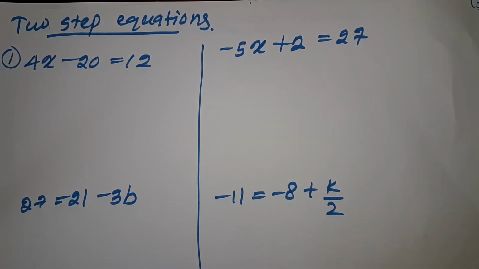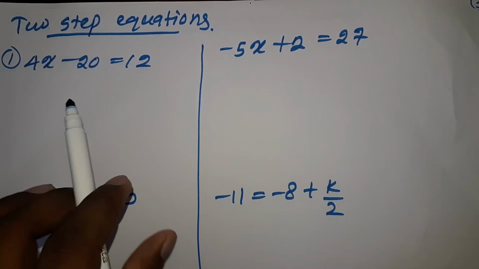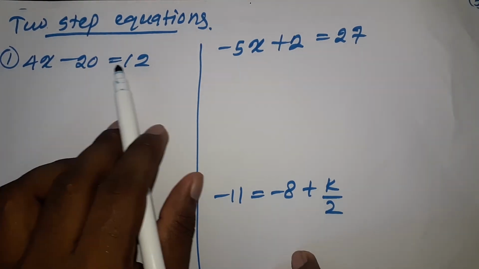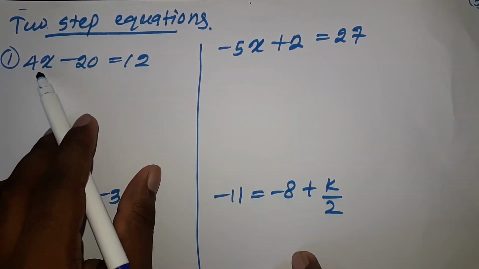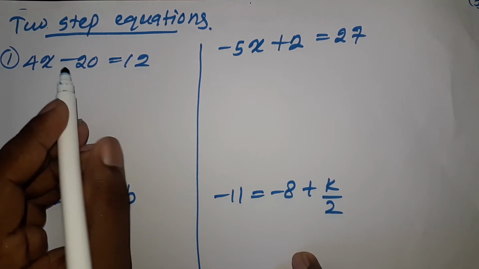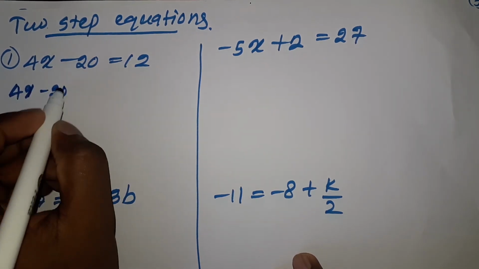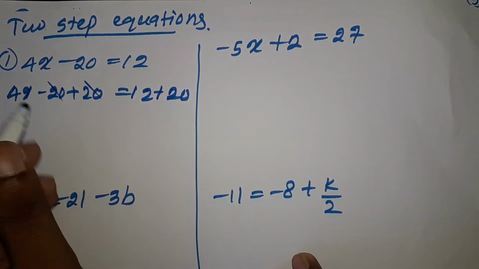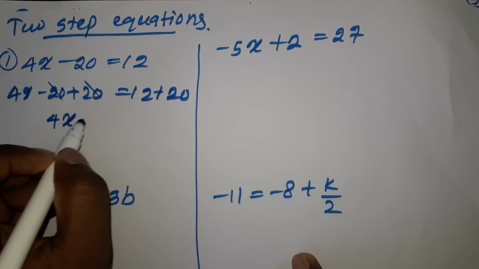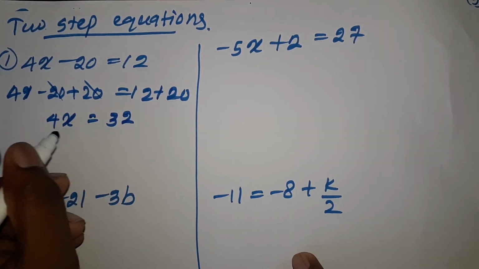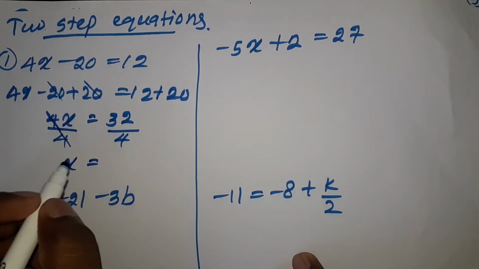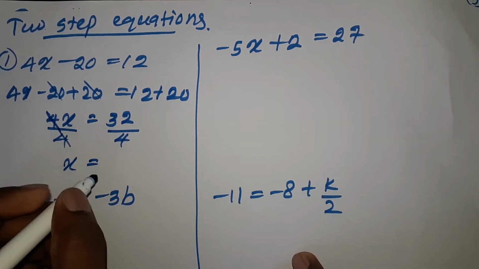Next I have two-step equations where the answer is taken in two steps. Now the first equation, 4x minus 20 equals 12. First of all I have to remove the minus 20 from both sides, and then divide the whole expression by 4, which will ensure that x is isolated. So 4x minus 20 plus 20 equals 12 plus 20. This 20 to 20 will be cancelled out, leaving 4x equals 32. And in order to remove 4, I divide both sides by 4, leaving x equals 8.